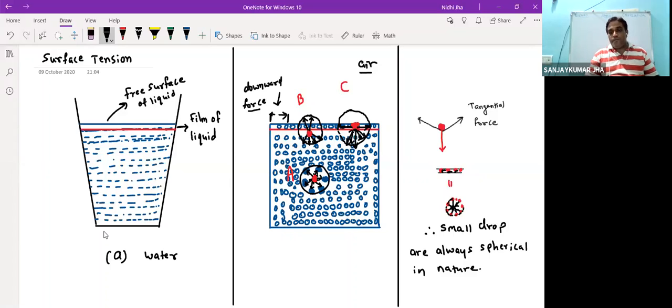So small drops are always spherical in nature, and to justify this we just need to understand a small fact: if you take any geometric figure of the same volume, a sphere has the minimum surface area. Therefore raindrops, water drops, dew drops and soap bubbles always try to acquire a spherical shape. Of course, this is all because of surface tension. So this is all about surface tension.